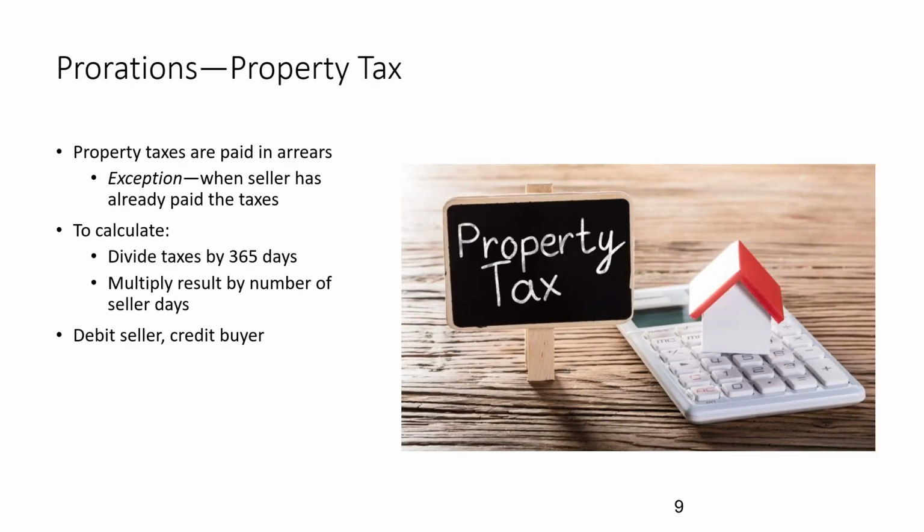Property tax prorations. Property taxes are paid in arrears. The exception is when the seller already paid the taxes. To calculate, you're going to divide the taxes by 365 days and multiply the result by the number of seller's days. Debit seller, credit buyer.